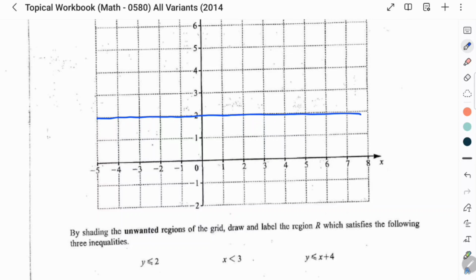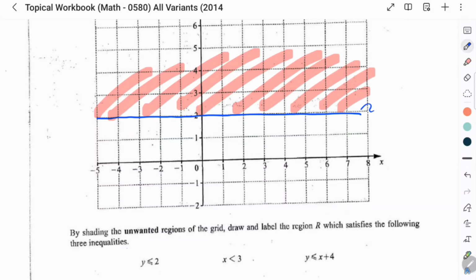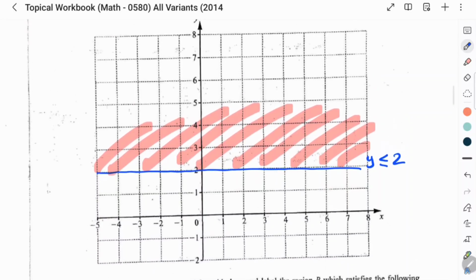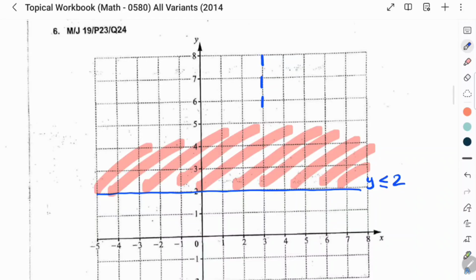And this is y is less than or equal to 2. So below the line is the region, so you should just shade above the line. The next line is x equals 3. This is the vertical line x equals 3, but dotted.